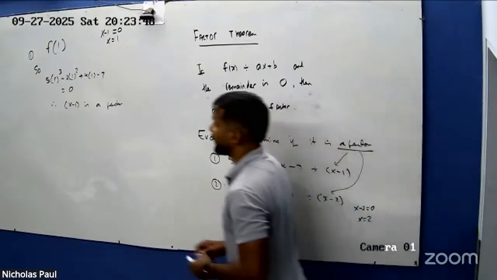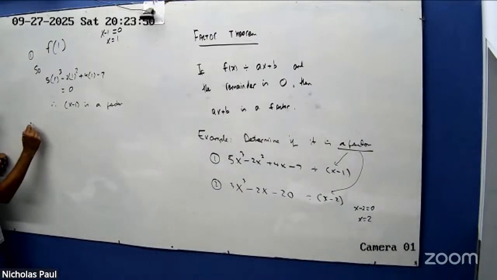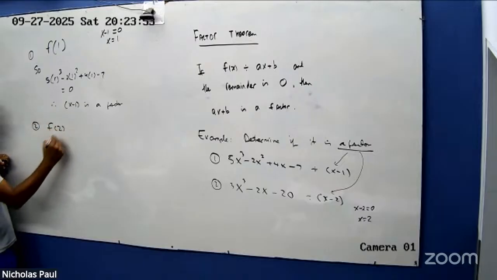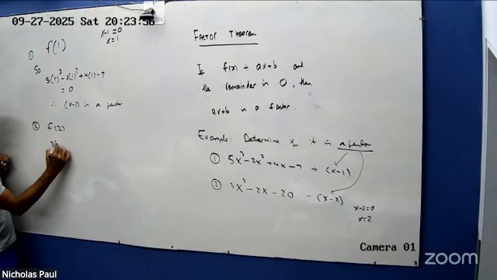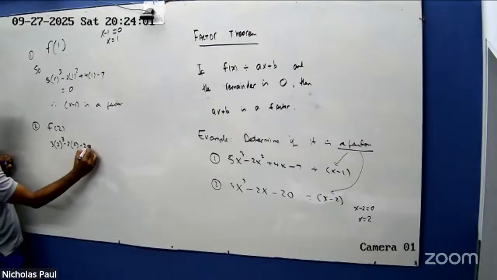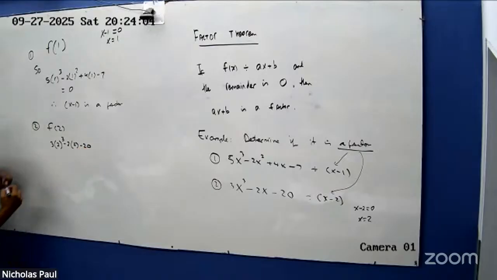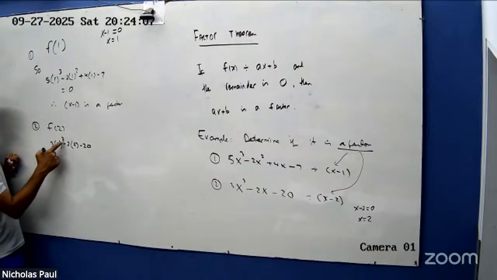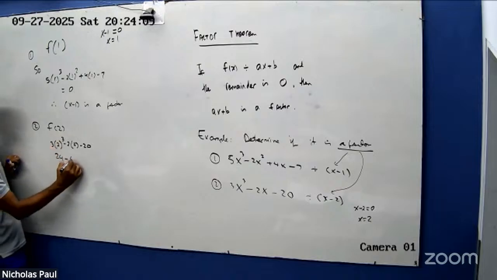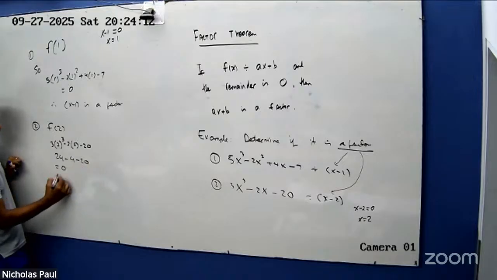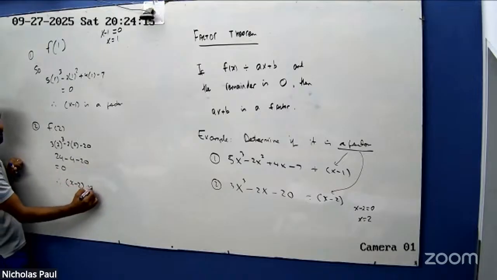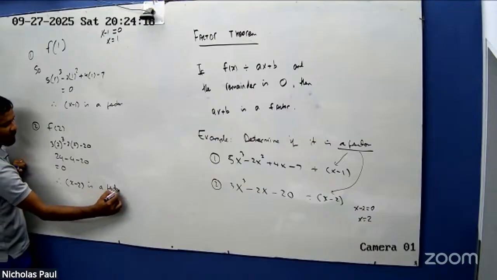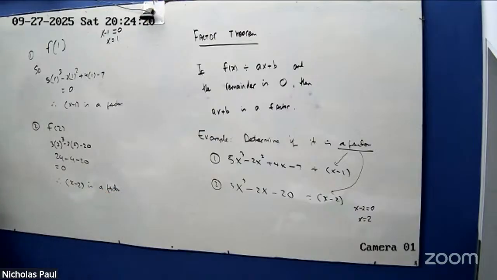All right, this is what you got. So we're trying to find f of 2. So that would be what? 3 by 2 cubed minus 2 by 2 minus 20. So we'll get what? 2 cubed is 8. 8 by 3 is 24 minus 4 minus 20, which is 0. Therefore, x minus 2 is a factor. Everybody okay with that? Sure?